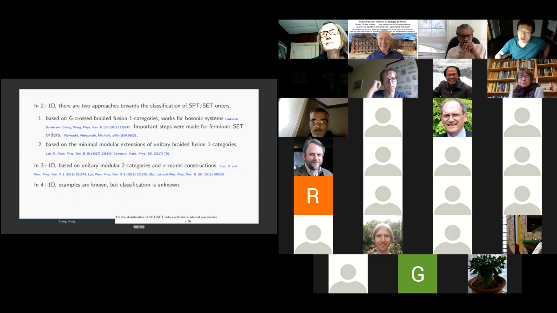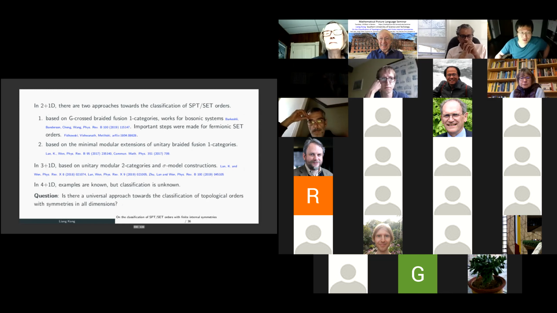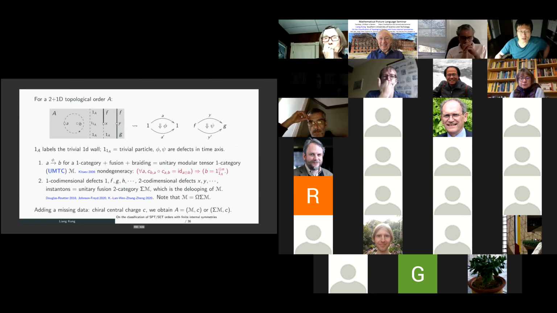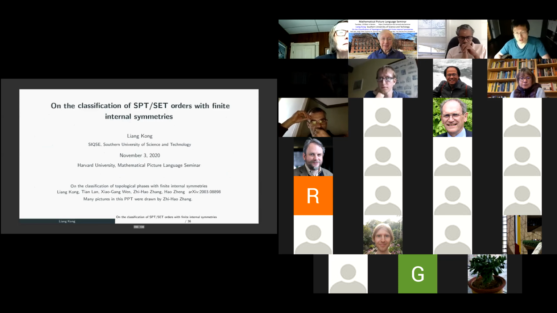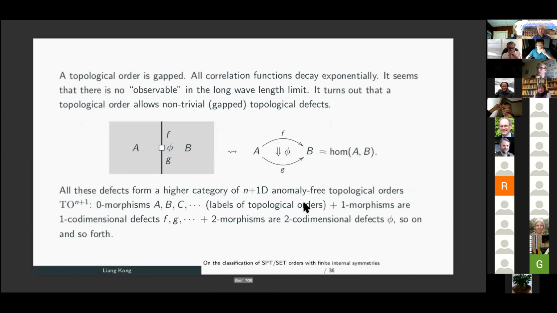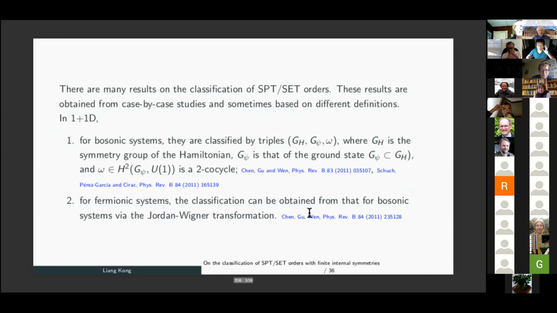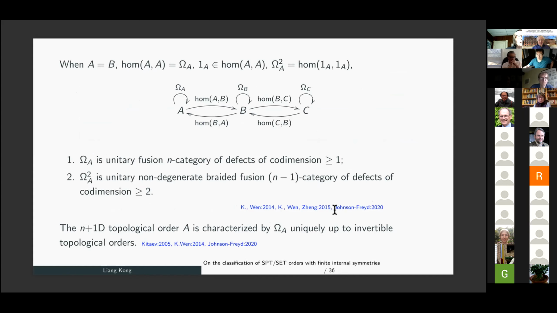For a higher category, it's difficult in the sense that the mathematical definition is not so clear. But in the last year, there is a very beautiful work that came out. Let me see. Did I give the reference? Sorry. I lost it in the many classifications. Right here. I think Johnson-Freyd has a precise mathematical definition of all these notions without unitarity, though.